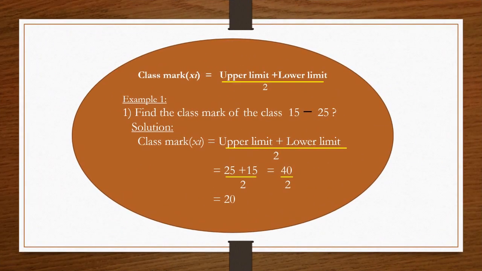How to find class mark xi? Class mark xi equals upper limit plus lower limit by 2. Example 1. Find the class mark of the class 15 to 25. Solution. Class mark xi equals upper limit plus lower limit divided by 2. In this class 15 to 25, the upper limit is 25 and the lower limit is 15. Therefore, 25 plus 15 upon 2 equals 40 divided by 2, which is 20.